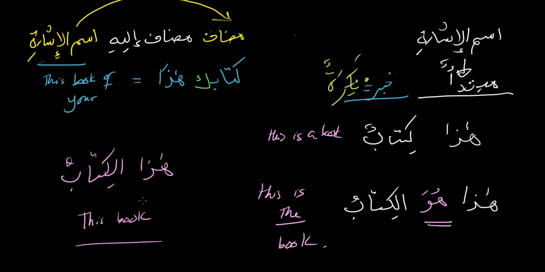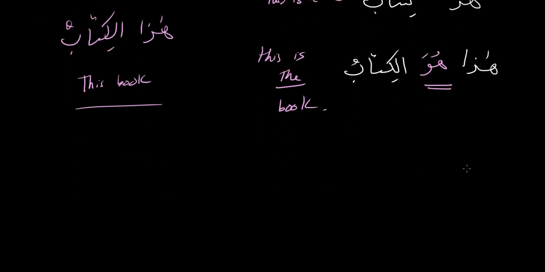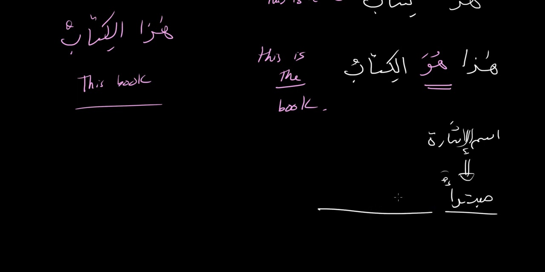Okay. So, here's the same scenario. Ismul ishara is a mubtada, but the khabar is a mudaf ilayh construction. Then you don't have to do this.